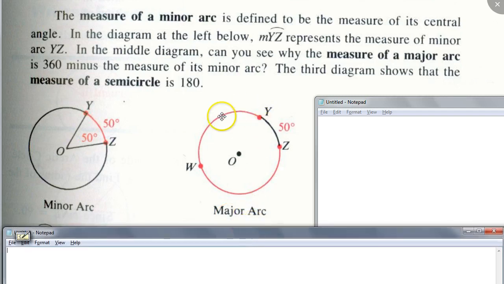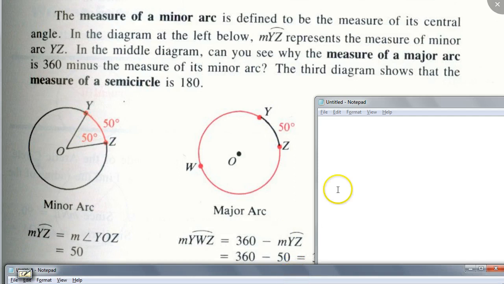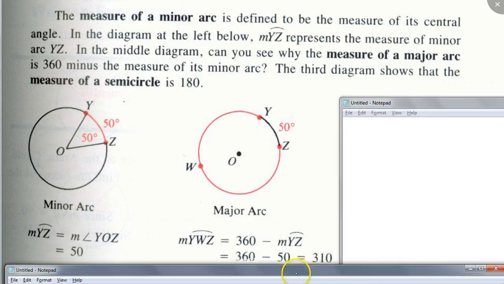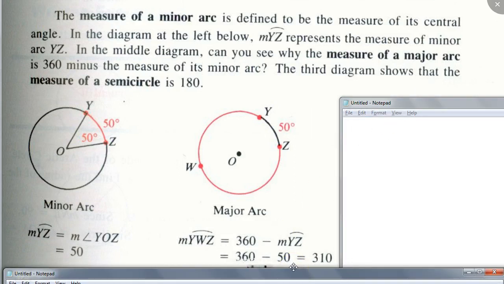Oops, they tell you, YWZ. If this minor arc is 50, what would the measure of this major arc be? How about Katie? What do you think? 310. Yeah, very good. How'd you get 310? Subtract 50. Yeah, you know that the whole circle is 360, so if you subtract 50 from that, you get 310. Easy enough?